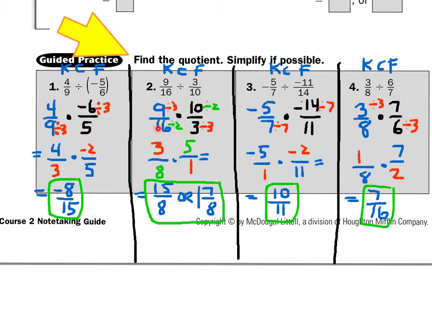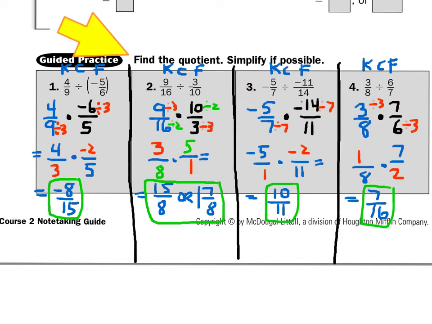And now look across. With the 16 and the 10, I see that 2 goes into both. With the 9 and the 3, I see that 3 goes into both. So now I just simplified. 9 divided by 3 gives me 3. 16 divided by 2 gives me 8. 10 divided by 2 gives me 5. 3 divided by 3 gives me 1. And now I multiply straight across. 3 times 5 gives me 15 on top. 8 times 1 gives me 8 on the bottom. You can write it as 15/8 or write it as a mixed number. 8 goes into 15 one complete time with 7 left over, so 1 and 7/8.